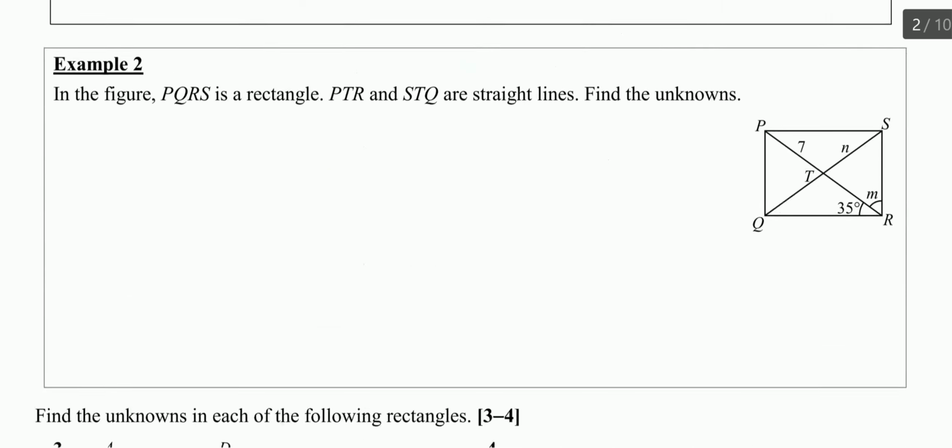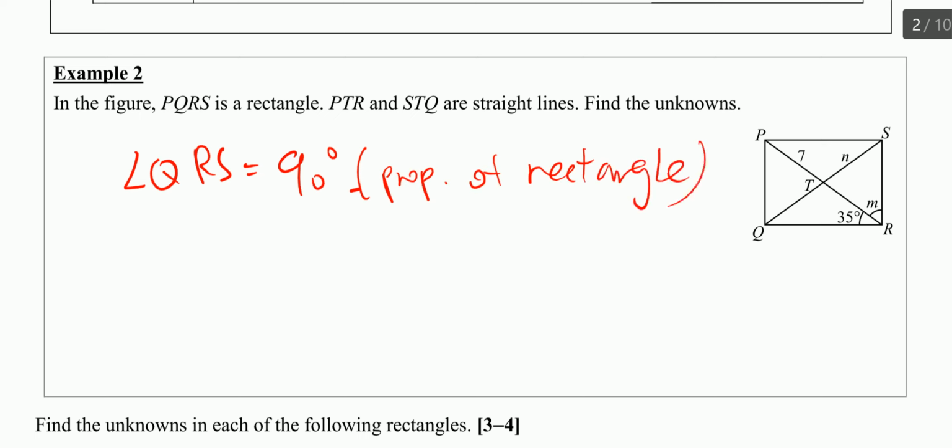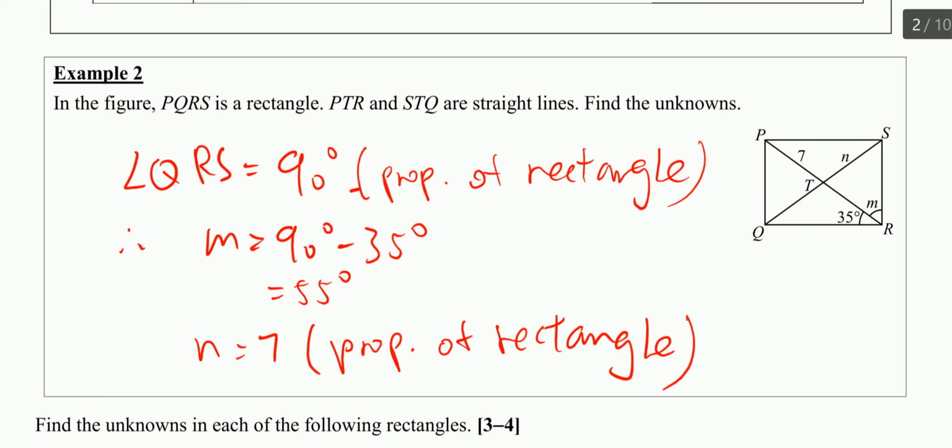Again, let me show you one more example. We want to find the unknowns. We can write down that angle QRS equals 90 degrees, which is a property of the rectangle. So m equals 90 degrees minus 35 degrees, which is 55 degrees, and n equals 7. Again, properties of the rectangle. That's all for example 2.